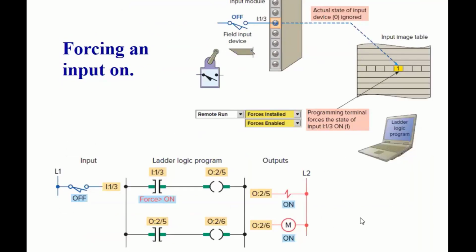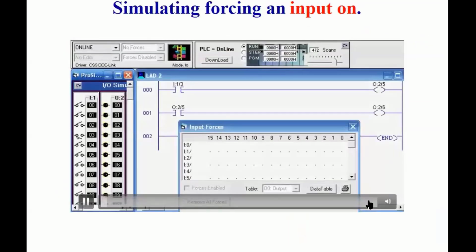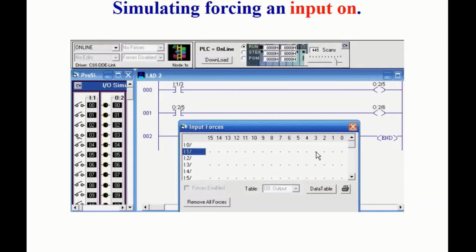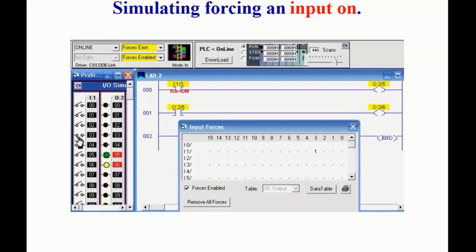All right, forcing an input on. We've already seen how that is. This particular input has a force on it. All right, so it's forced to do whatever you, the user, want it to do. Here is normal operation. Now the user is going to go into the IO table, double click there and type a 1. You could also step on the ladder program, right click and enable forces, just like we're doing here. So that's how you can force that instruction.